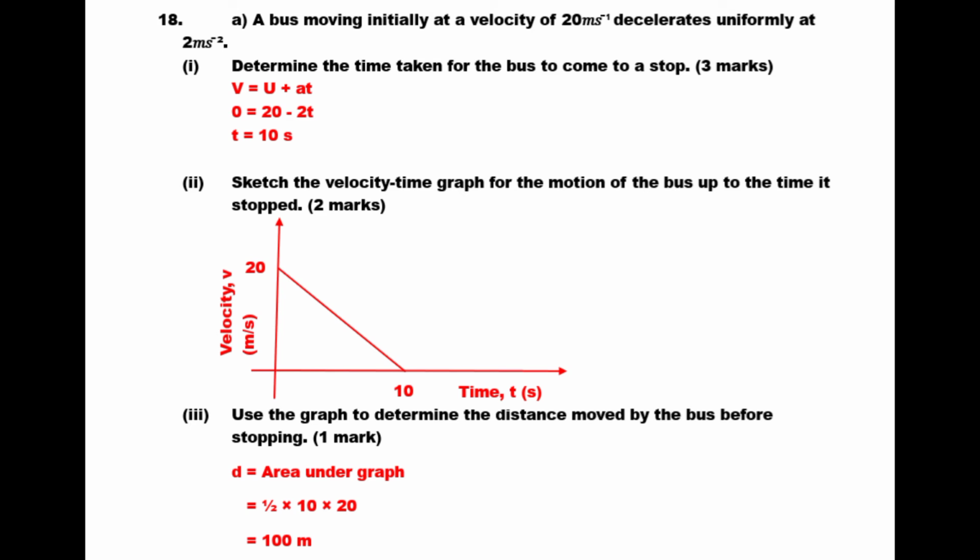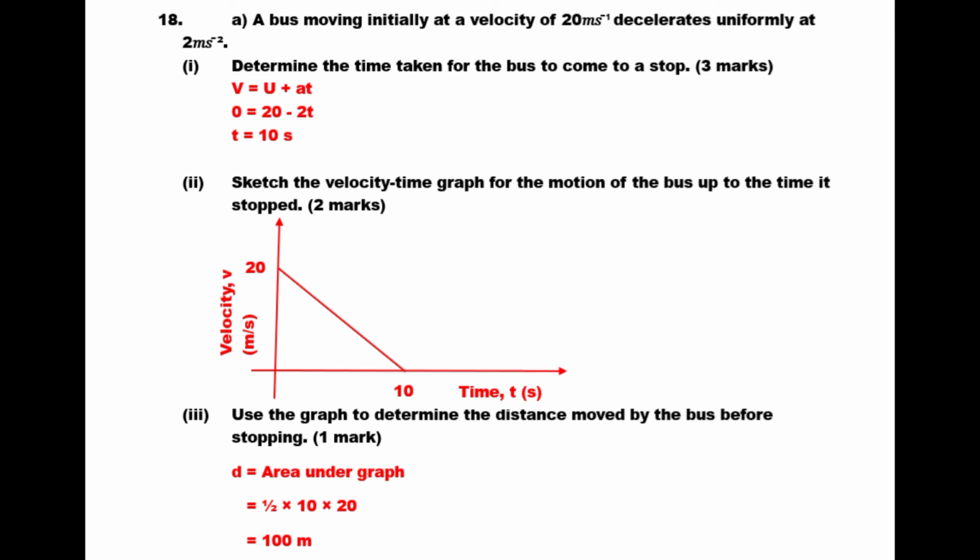That means the final velocity is 0, because stop means final velocity is 0. Initial velocity we are given is 20. We also have acceleration. So we apply Newton's first equation. Remember, as long as there is a variation of velocity, in other words, if there is acceleration or deceleration, then Newton's equations of motion will work. So that means V equals U plus at. Final is 0. Initial is 20. Acceleration is 2. That is 2t.